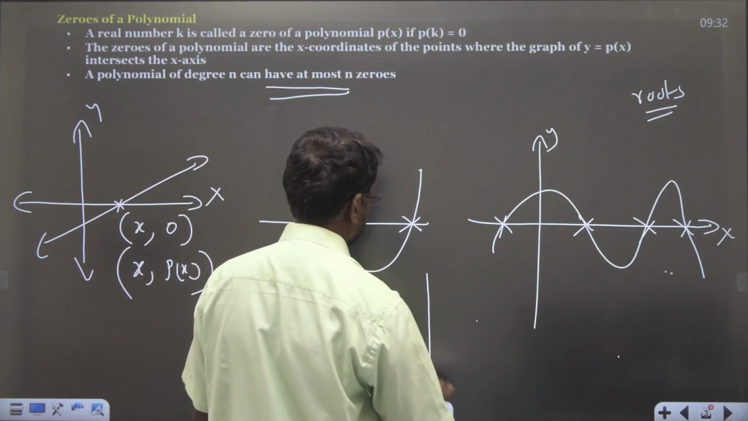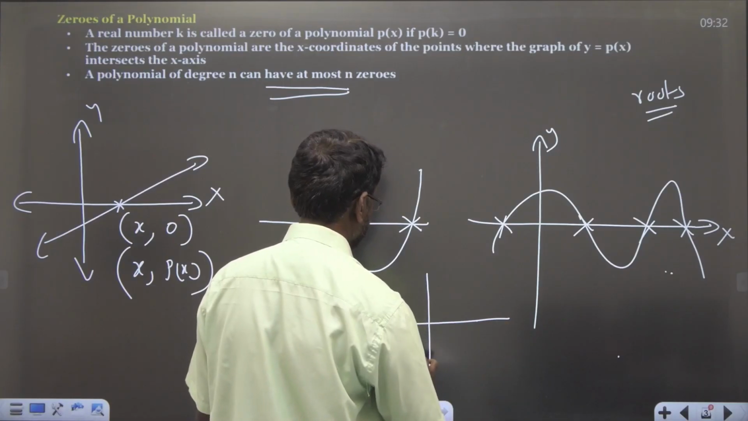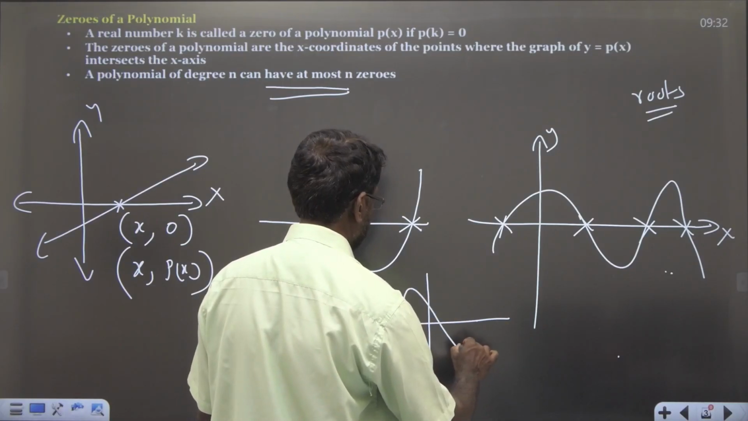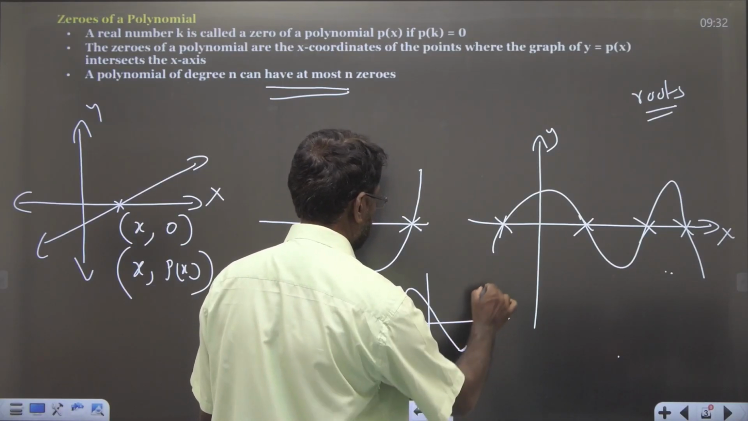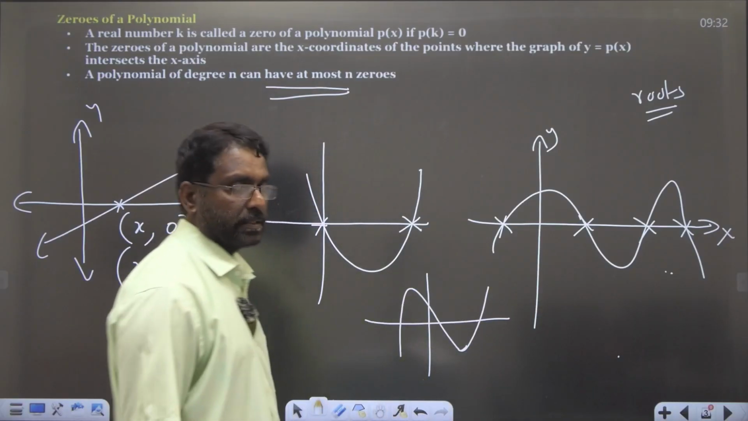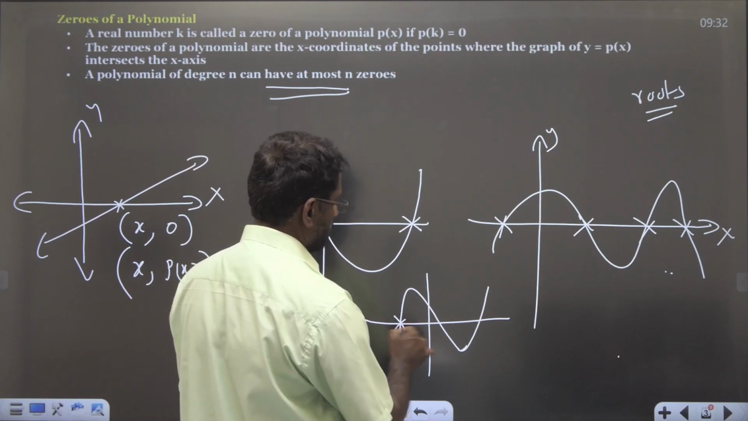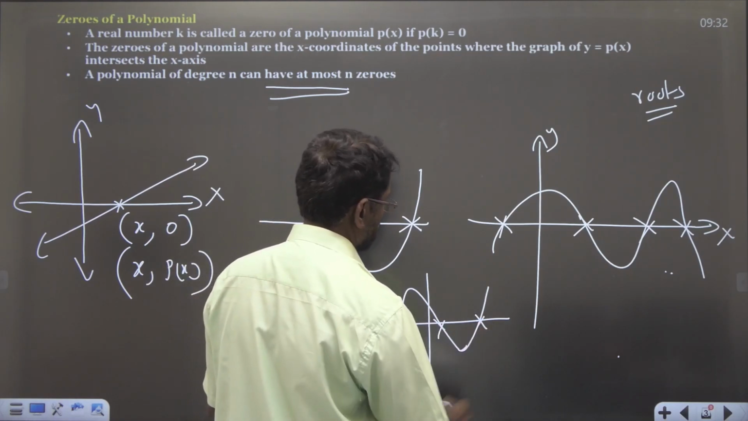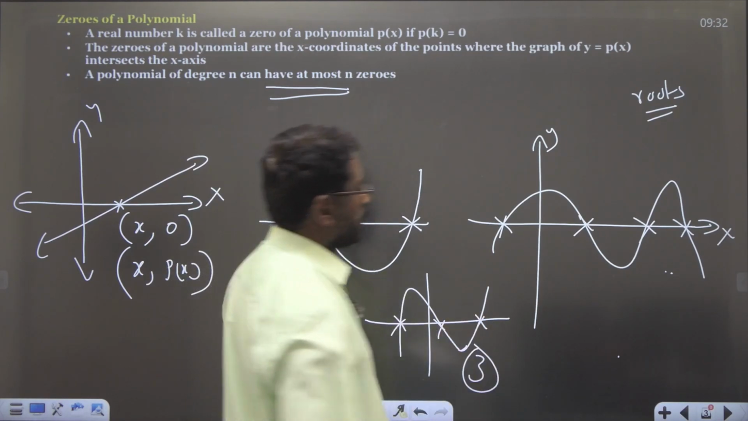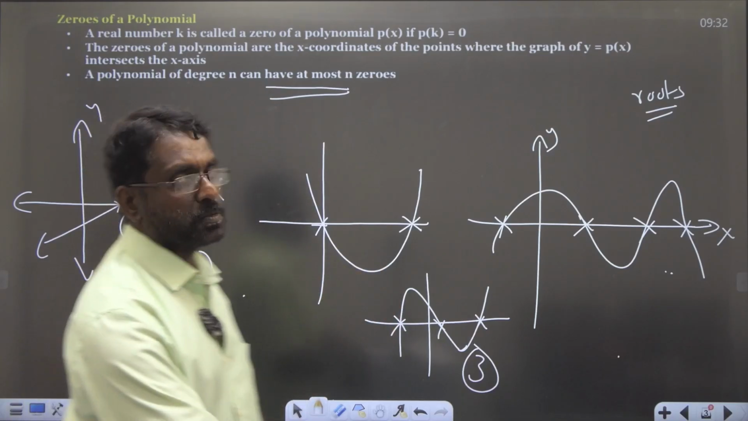Another graph. This is the graph of another function. Here this graph crosses at 1, 2, 3. So the number of zeros is 3. You just remember this idea also.